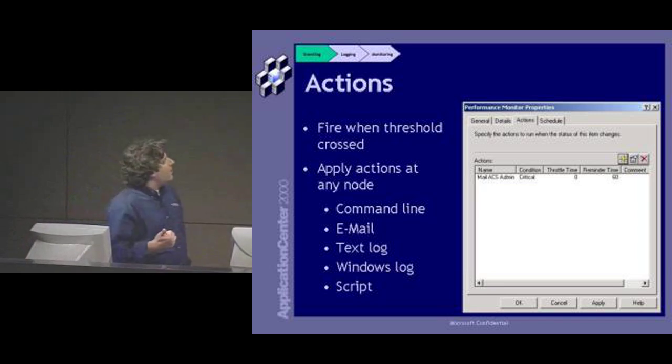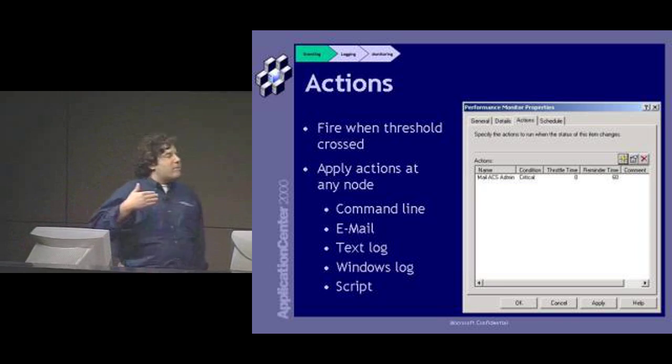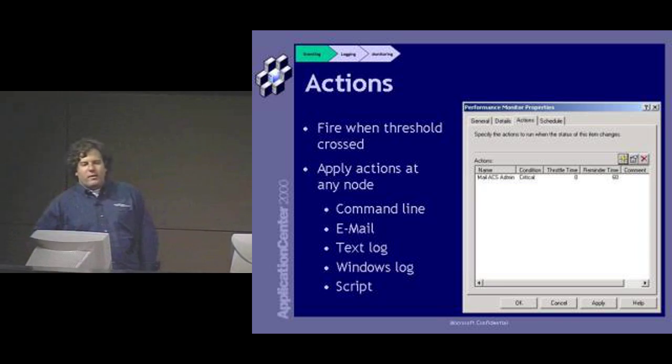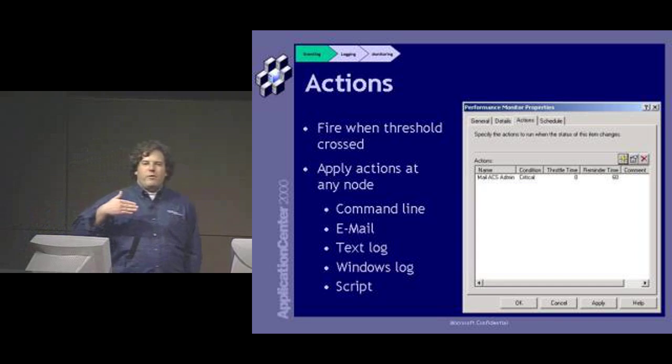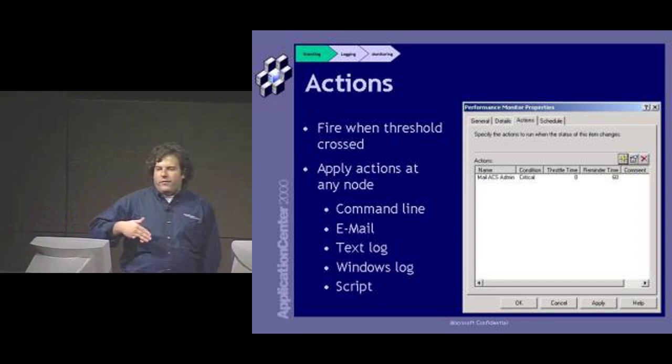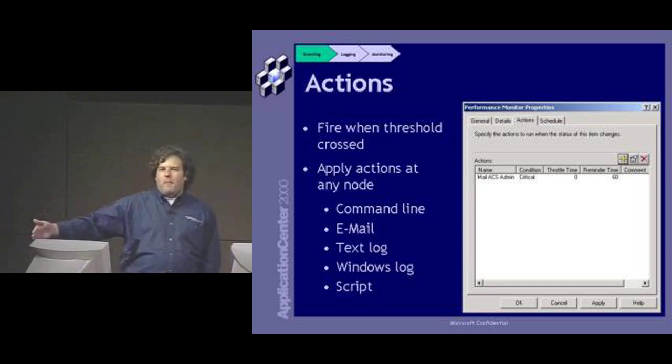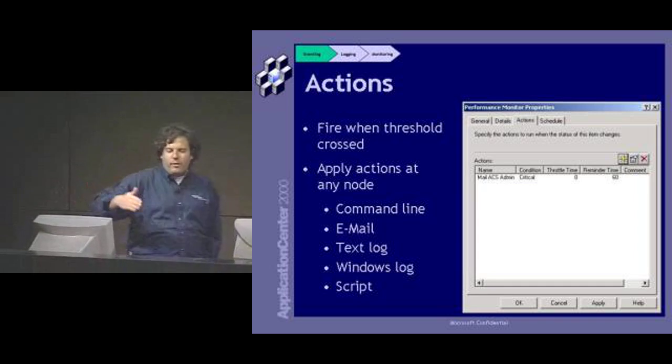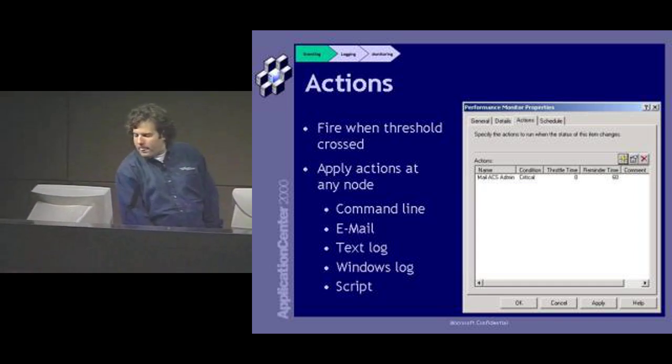There is some throttling capability, though, to keep you from getting repeating mails if a rule keeps on being fired, and you can also have reminder mail sent if the rule stays bad for a certain period of time and you have not corrected it.